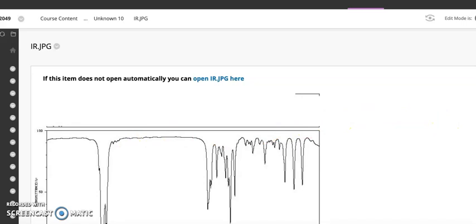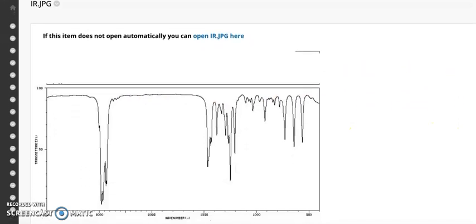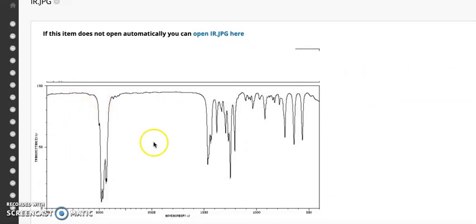And I look at this, and I don't see any obvious functional groups. I definitely don't have an OH. I don't have a C double bond O or a C double bond C. I don't see any signs of an ester or an amine. So right now, this IR tells me I don't have a lot of those kinds of functional groups, which is important in eliminating things.